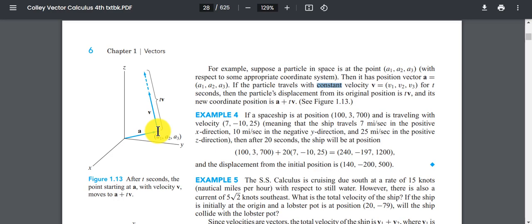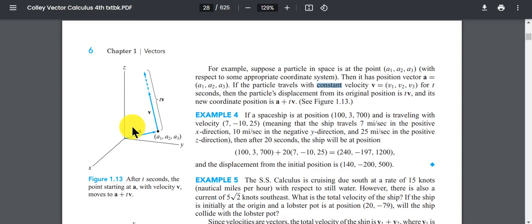But anyway, we could have a particle, and we can say that it's moving in space. Let's suppose that it's moving in this direction at a certain constant velocity. So we can imagine such a situation: a particle moving in space at a constant velocity, and we say it starts here, and it's moving in this direction.